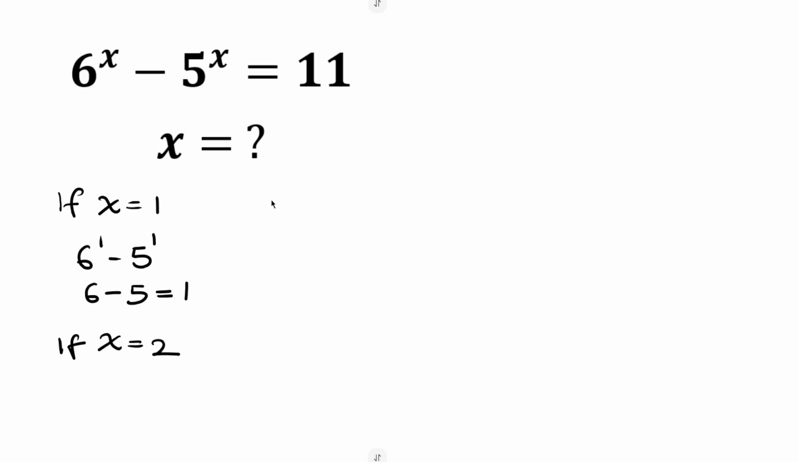We're going to have 6 to power 2 minus 5 to power 2. So 6 to power 2 is 36 minus 5 to power 2 is 25. And when we subtract 36 minus 25, this is equal to 11. So we got it. The value of x is equal to 2.